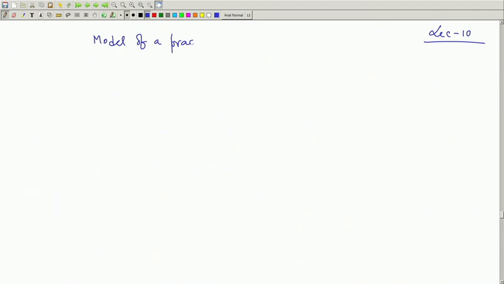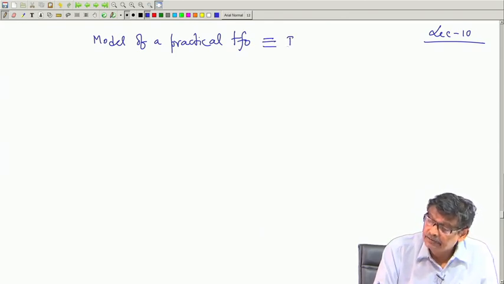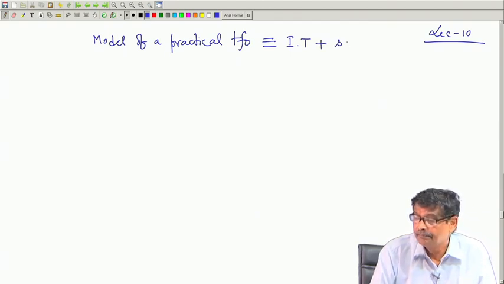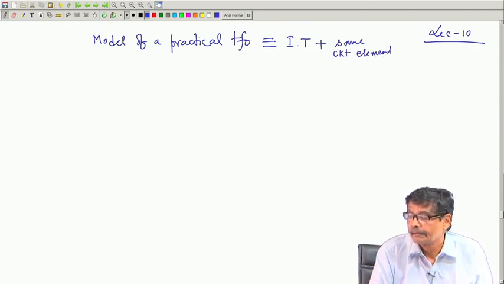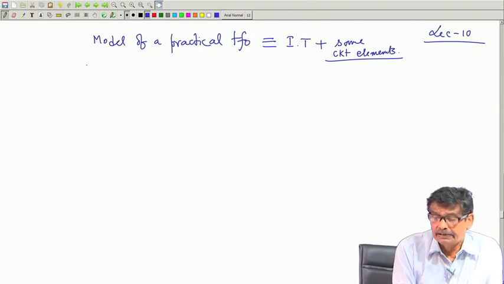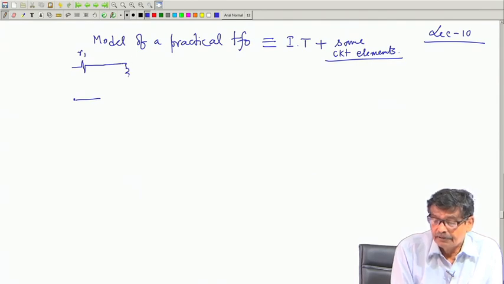We are trying to model a practical transformer as an ideal transformer plus some circuit elements. We are adding circuit elements, and I told you that till now what we have done is we have added the winding resistance R1 of the primary, and this is my ideal transformer.